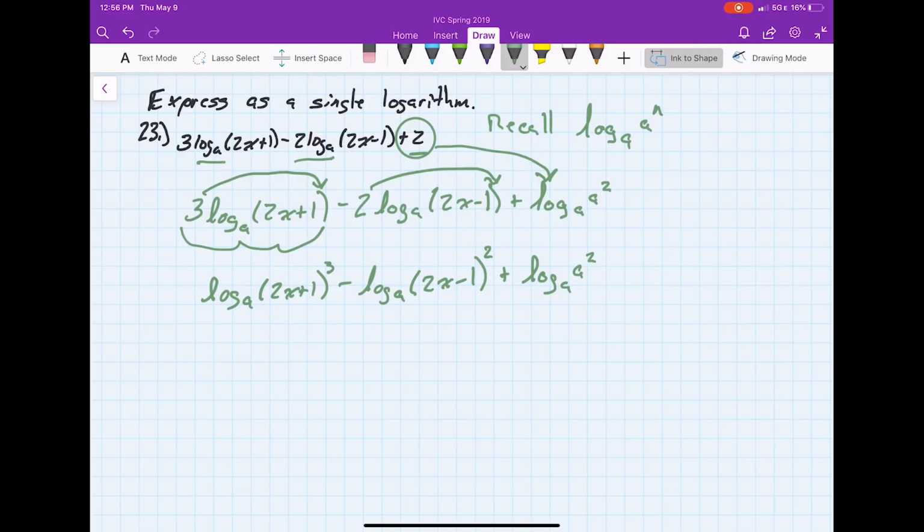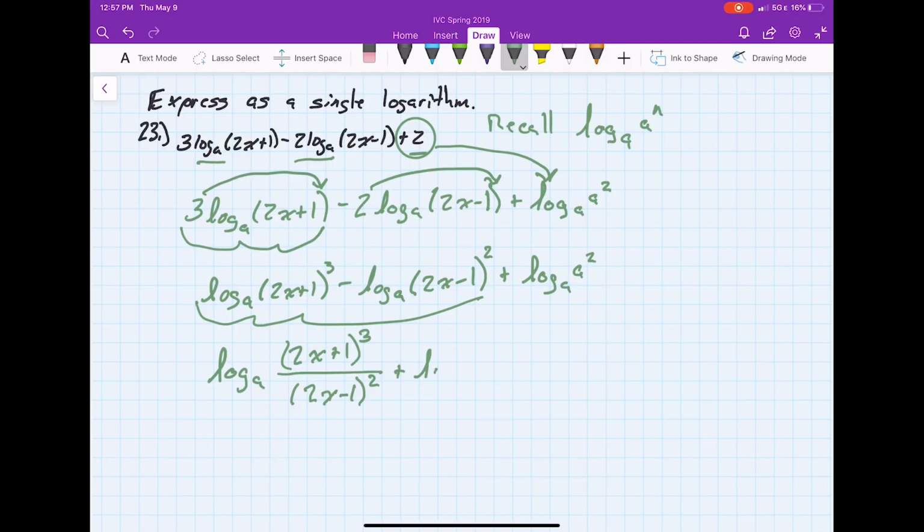All right, so now let's combine these first two terms, or first two sections rather. And since it's a subtraction, it's going to turn into a division. So what I'm going to do is put log a, and then I'm going to put the first term's bit on top of the fraction, and the second term's bit on the bottom. So write it just like this. x minus 1 squared. There we go. And this plus log base a squared.